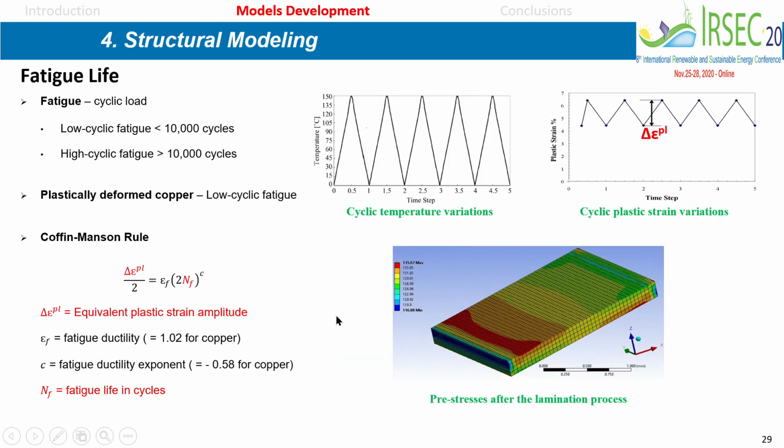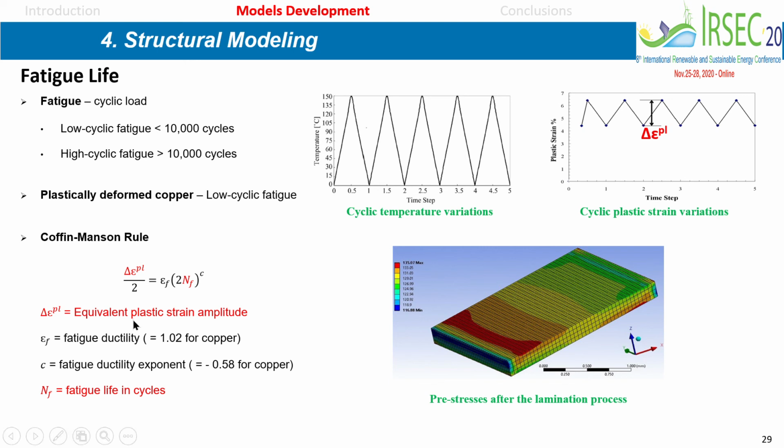Now, in order to simulate fatigue, because we have cyclic loading, every day you heat and then at night you cool and so on, this is cyclic load. If you apply a cyclic loading in terms of temperature, you will get a plastic deformation which is also cyclic, and the amplitude of the cycle is given by delta epsilon plastic. This amplitude of the plastic deformation is related to the number of cycles to failure by using a model called the Coffin-Manson model for fatigue of ductile materials.